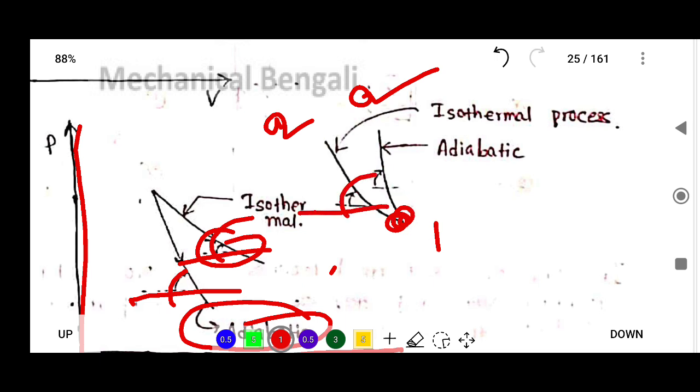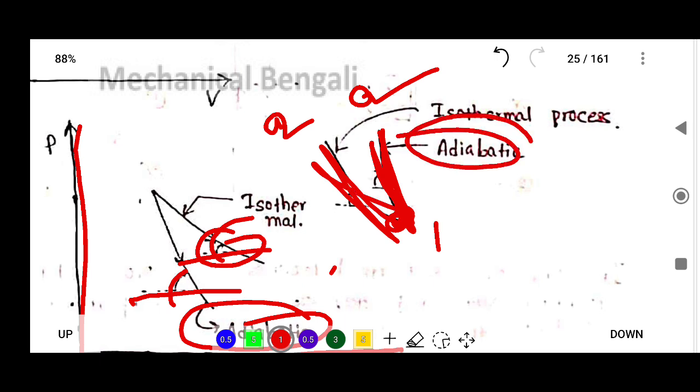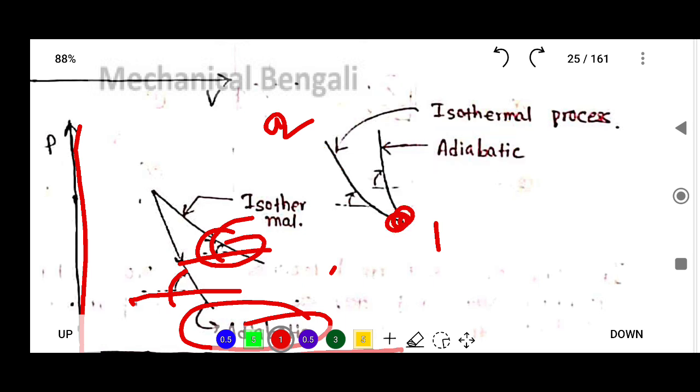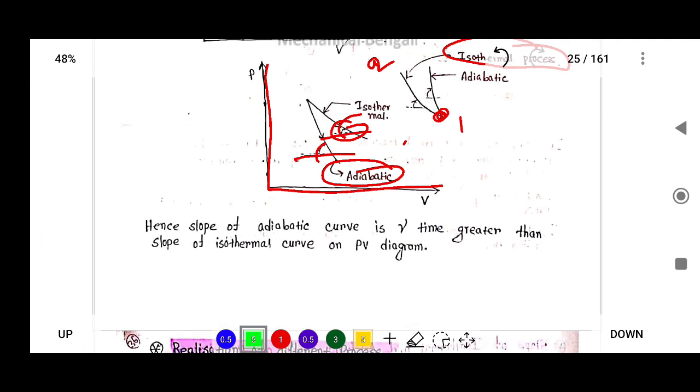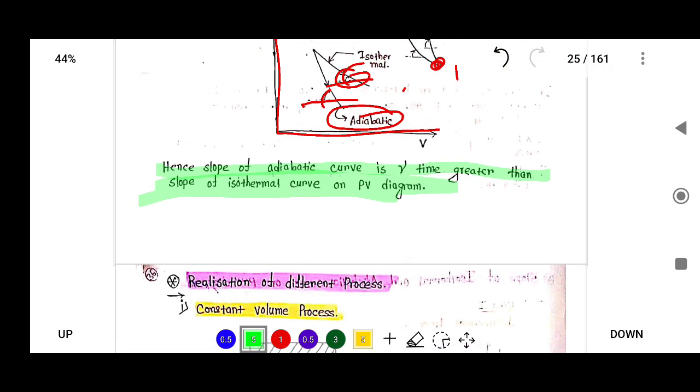Now if you want to compare the angles, whichever angle is greater, that process will be the adiabatic process. So here we see that this process angle is higher as compared to this angle. So we can say that this must be the adiabatic process, and this process must be the isothermal process, because its angle, that means slope, is less. Okay, so we can conclude that the slope of the adiabatic curve is gamma times greater than the slope of the isothermal curve on the PV diagram.